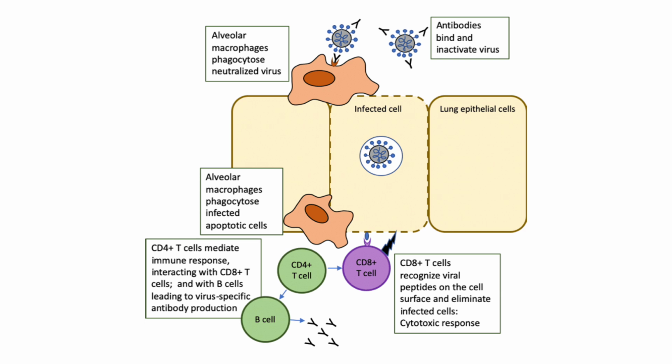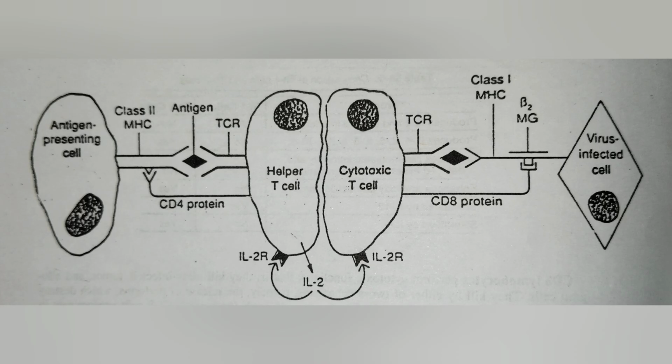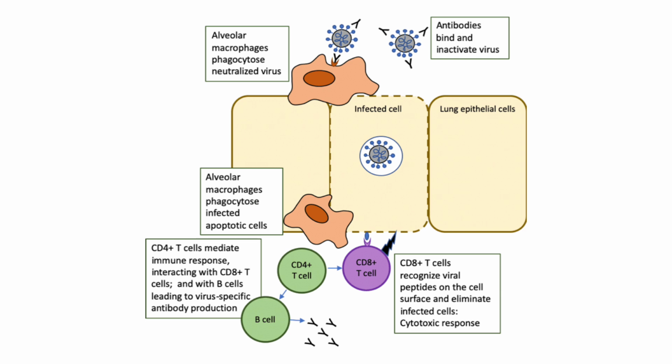Free viruses that are present in the extracellular spaces are also presented to the helper T cells in association with the MHC class 2 protein, and the helper T cells are then activated. They produce interleukin 2, then the interleukin 2 activates the cytotoxic T cells, and then the cytotoxic T cells migrate to the site of infection.